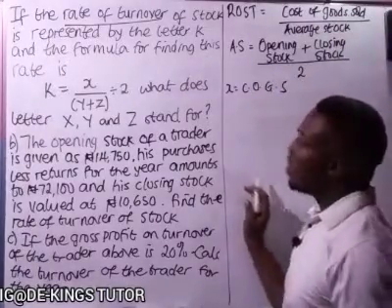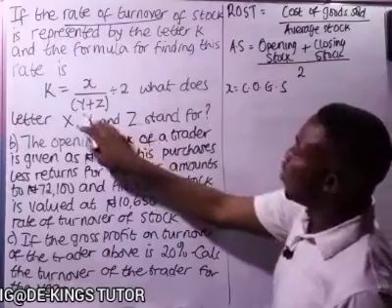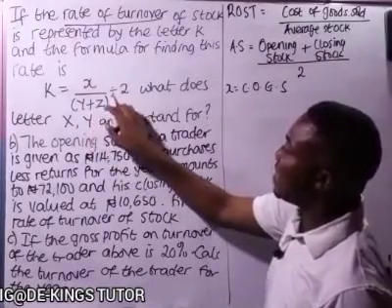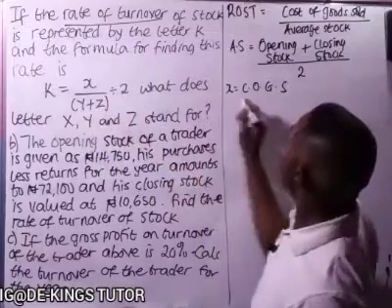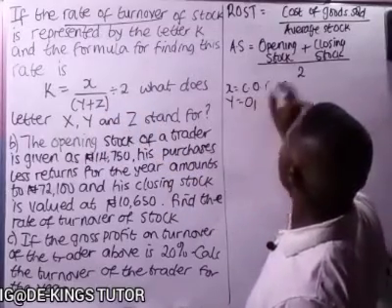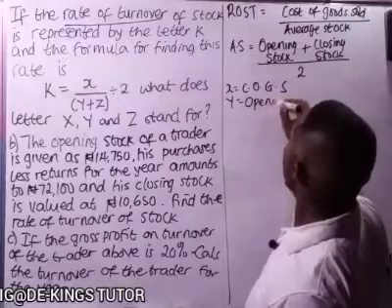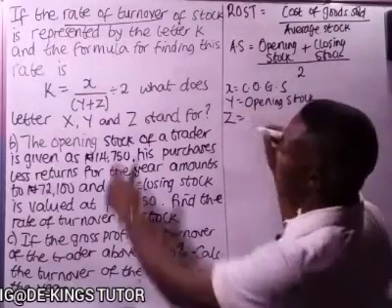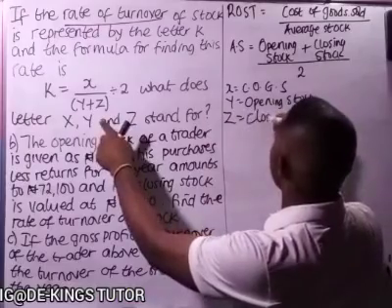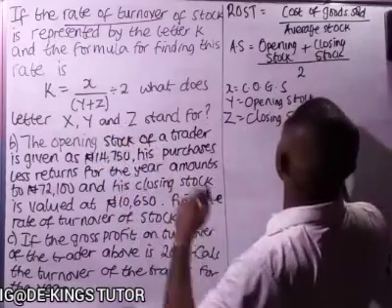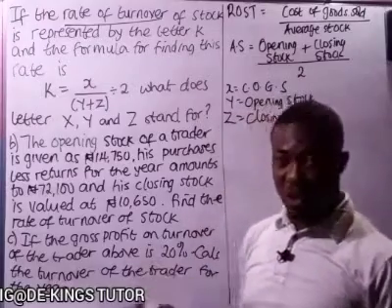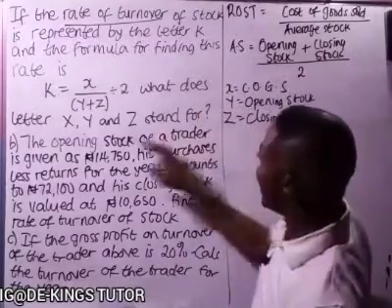Now they said Y and Z. What does Y and Z stand for? If you check here, you see Y plus Z, and then divided by 2. So it means Y is opening stock, while Z is closing stock. Y is opening stock, while Z is what? Closing stock. Okay, so that is the first question.